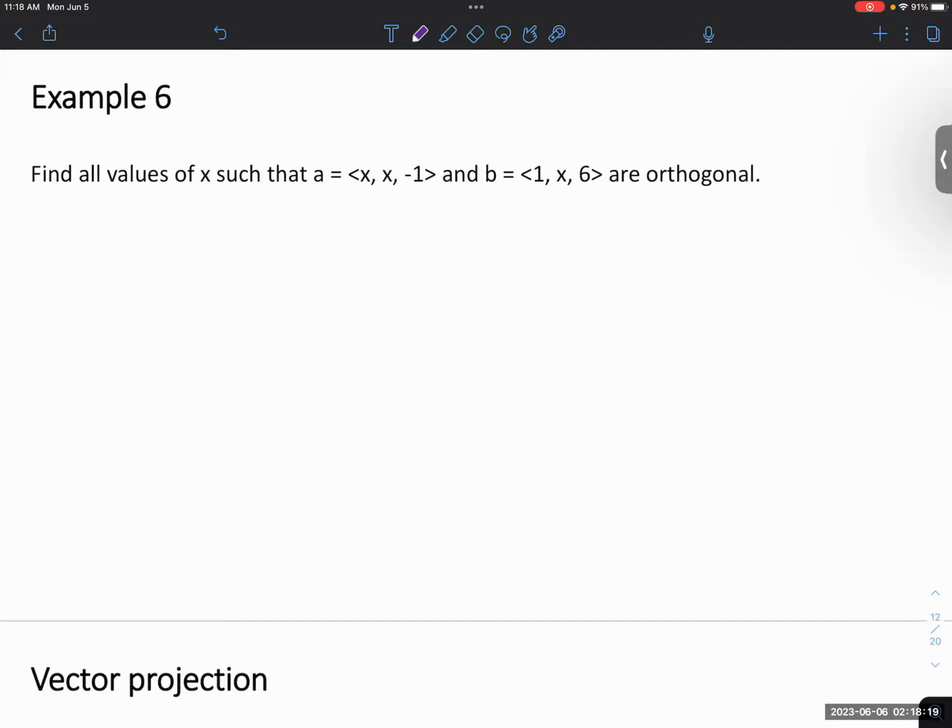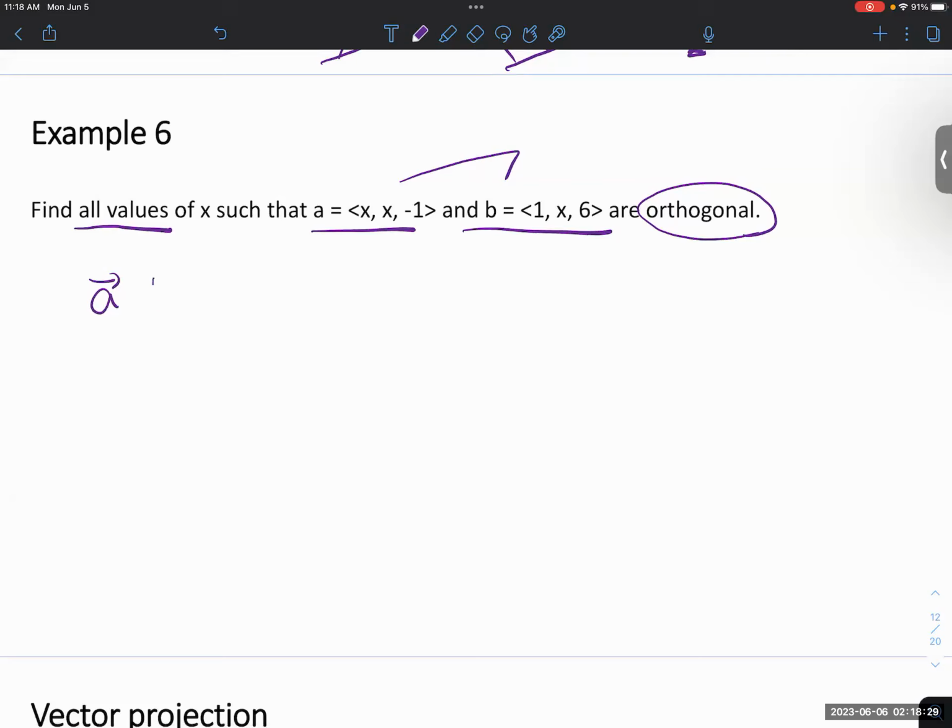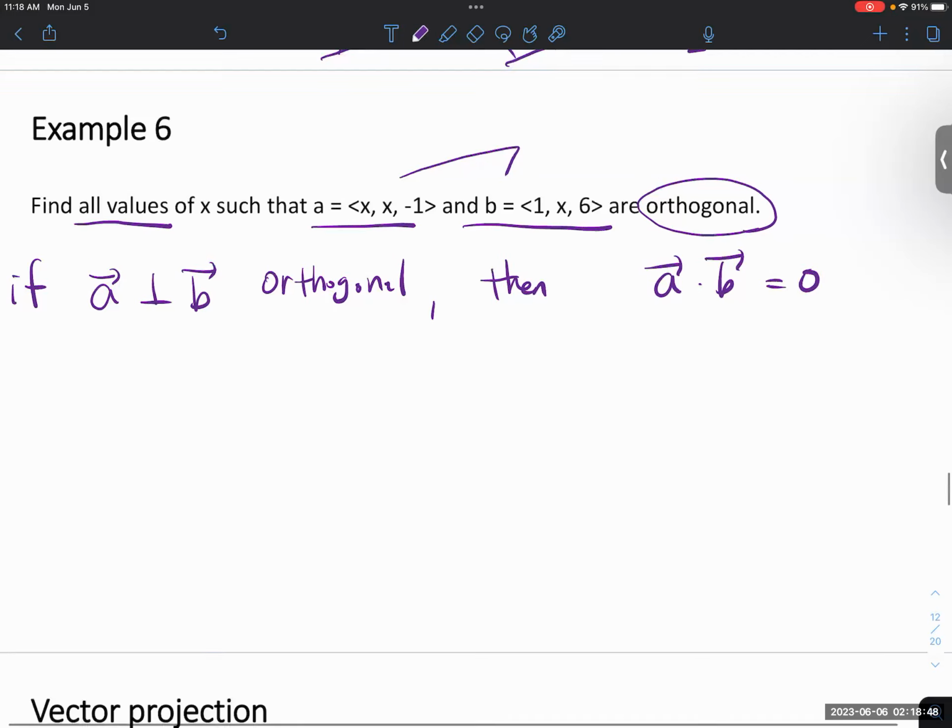All right, so here the vectors are given, but there's a missing piece of information X. They say the A vector and B vector are going to be orthogonal, which means perpendicular. So if it's orthogonal, what happened? A times B must be equal to 0. So we can solve for X. If 2 vectors are orthogonal, then A times B is 0.